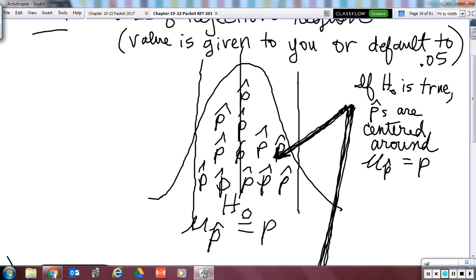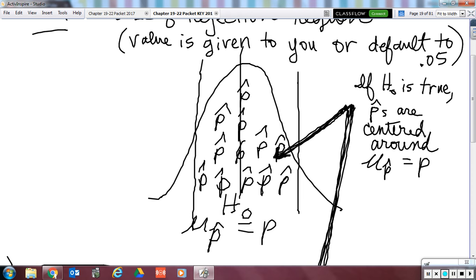Okay, so on both of those curves, if the null is true, then your samples will be around the null hypothesis. Okay, if it's not true, they're not. They're shifted over. So if the null is true, then that's what all your p-hats are looking like. They are centered around that null hypothesis.